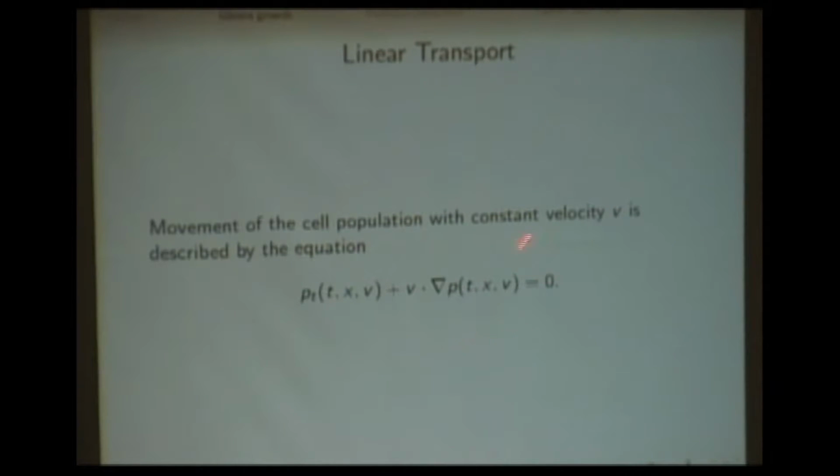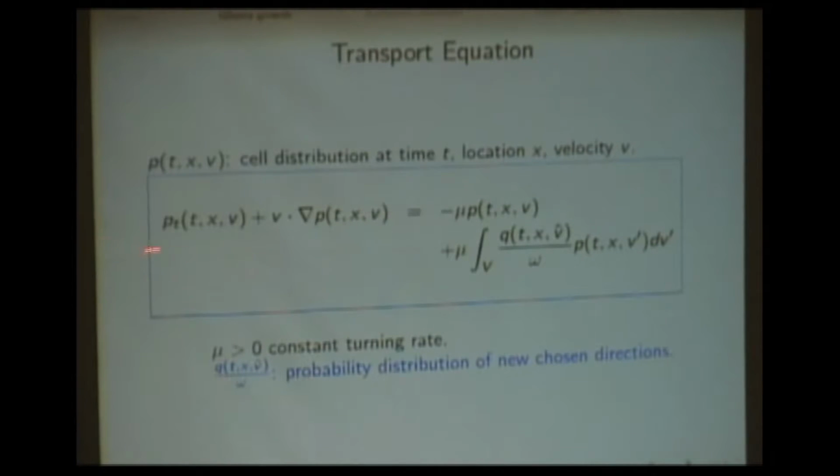But now they do change direction, so I need something here on the right-hand side. This is the same left-hand side here, and now the right-hand side got those terms. So mu is the turning rate, and so cells turn with a certain rate mu, and then they choose a new direction, and this is described by the integral term here. And the new direction is chosen from the fiber network. So if they change the direction, they look where most of the fibers are pointing, and then they go in the same direction as the fibers. So that's why we have the Q here as new directions. So Q over omega is a probability distribution for new chosen directions.